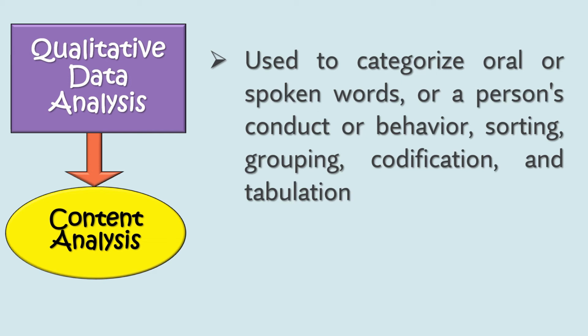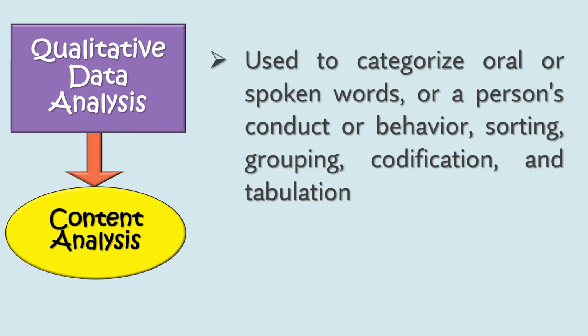This procedure is used to categorize oral or spoken words or a person's conduct or behavior, sorting, grouping, codification, and tabulation. Content analysis may be done on two levels. First is the basic level, or a descriptive discussion of what the data is. It simply specifies what was said, and no further explanation or comments on how and why it was said should be done. Second is the higher level, or a more interpretative analysis that combines the specific responses as well as what may have been inferred or implied from the data. Interpretation involves what the data means.